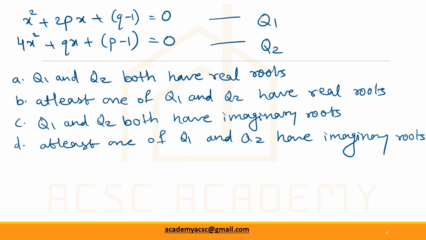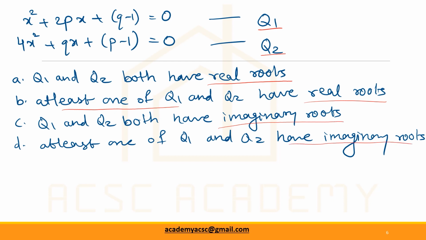Next, coming to this one, we have been given two quadratics q1 and q2, and there are these four options. They are saying that both q1 and q2 have real roots, at least one of them has real roots, both have imaginary roots, at least one has imaginary roots.